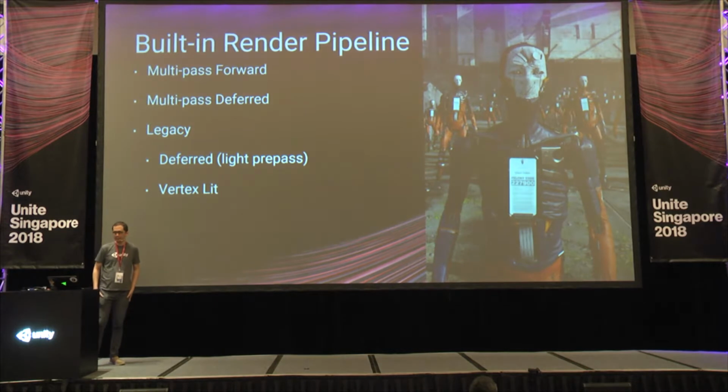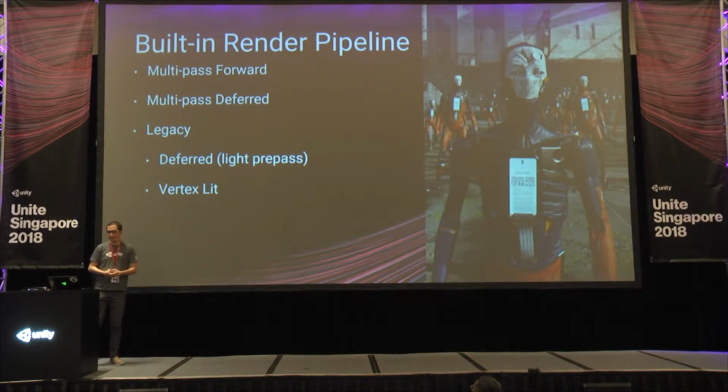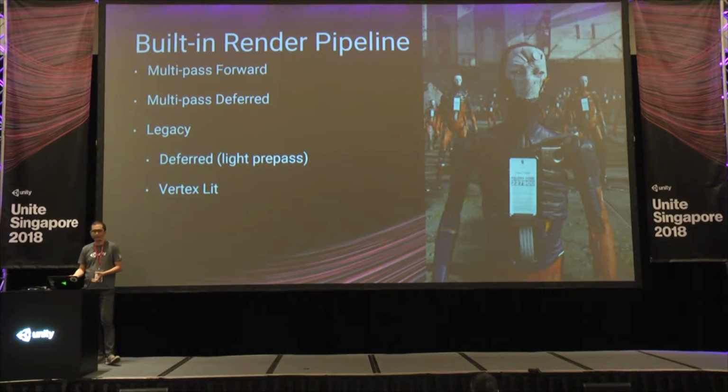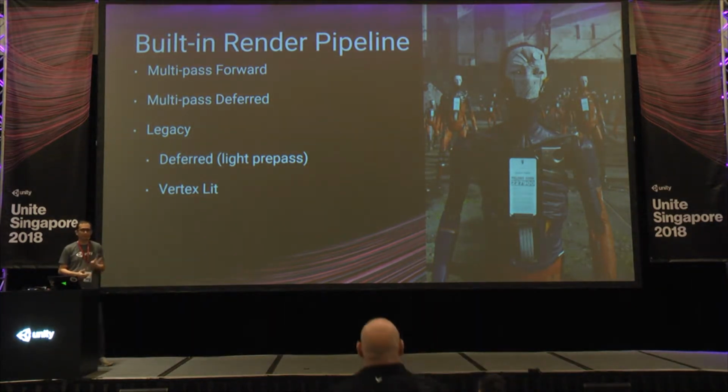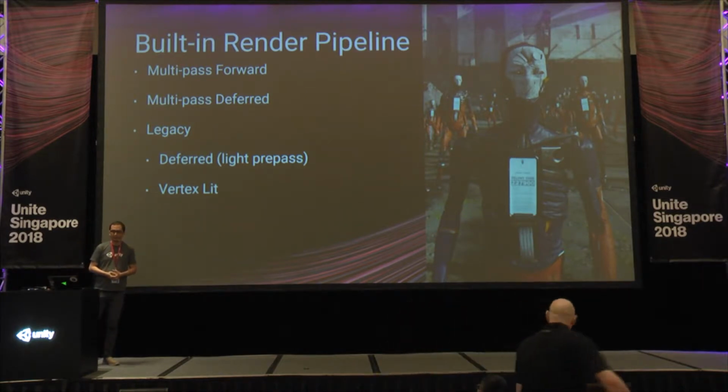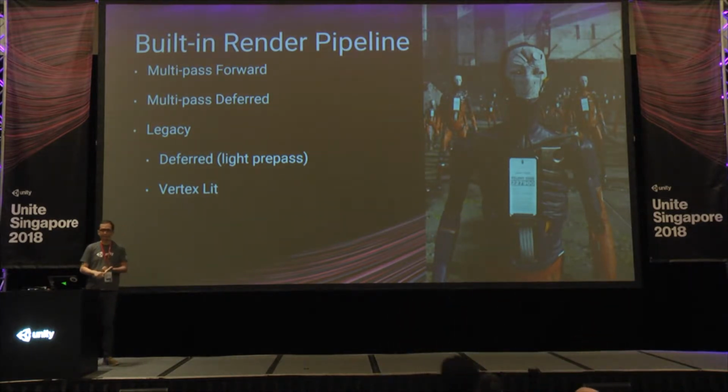So for the built-in render pipeline, before Unity 2018, this is the only option. And it is a very mature, very flexible render pipeline that can handle many different needs, can handle different platforms, but it is getting a little bit old, and it is a black box. You have no idea what goes on in there, and there is limited capability for you to customize it. With the built-in render pipeline, it comes with 4 render paths: the multi-pass forward, multi-pass deferred, and 2 legacy render paths, the legacy deferred and vertex lit.